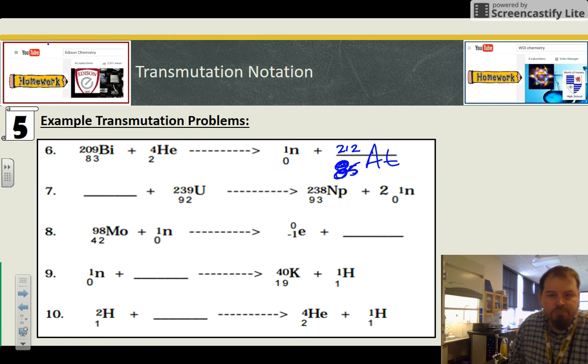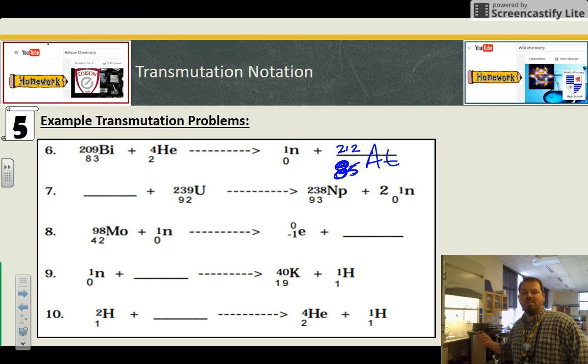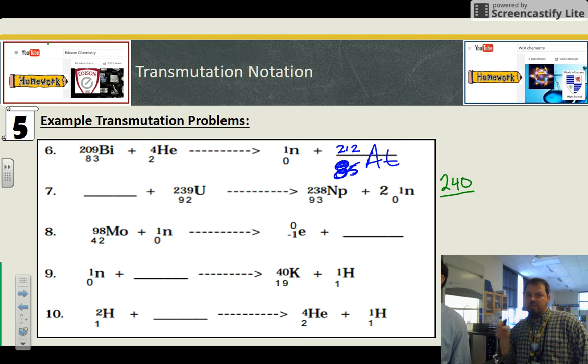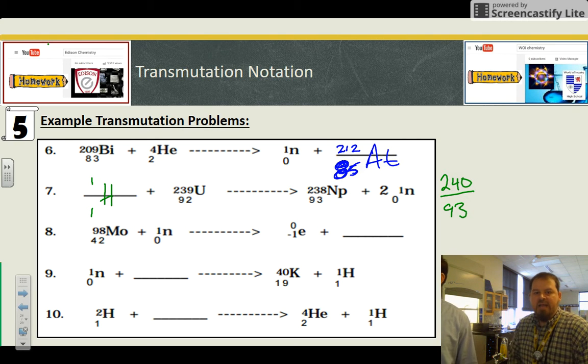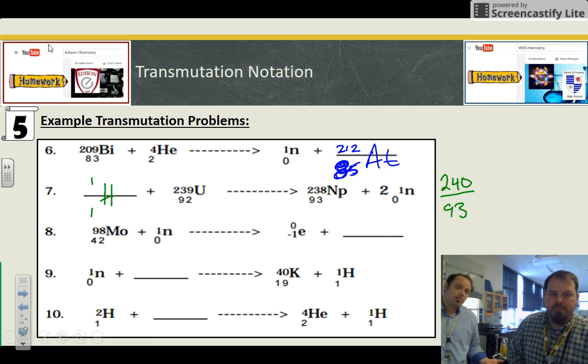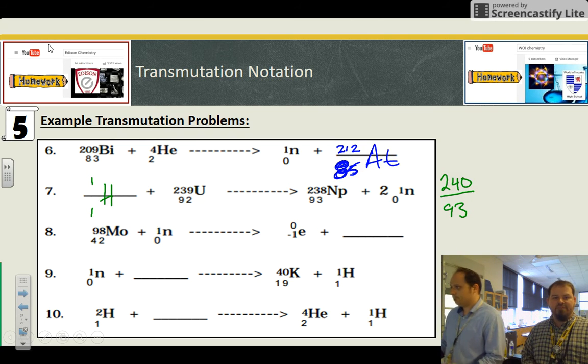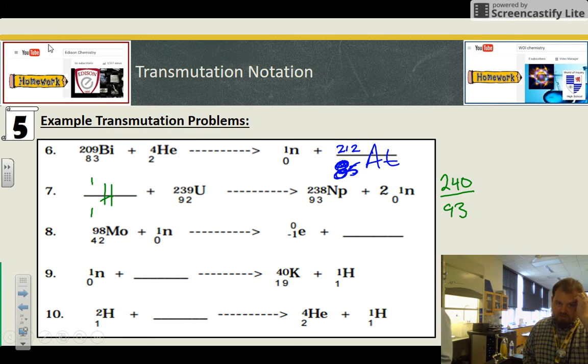This next problem is going to go in the opposite direction. My total mass on the right-hand side is 238 plus 2, because there are 2 neutrons, each having a mass of 1. So I have a total of 240. It's got to be 240 on the left-hand side. He wrote a 1 down because 239 plus 1 is 240. And I have to have a total charge of 93. Boom, you see how we did it? We made it so the total charge on the left-hand side was 93.